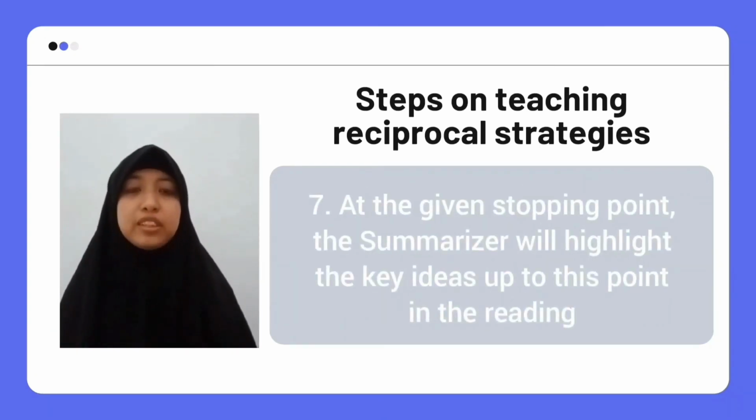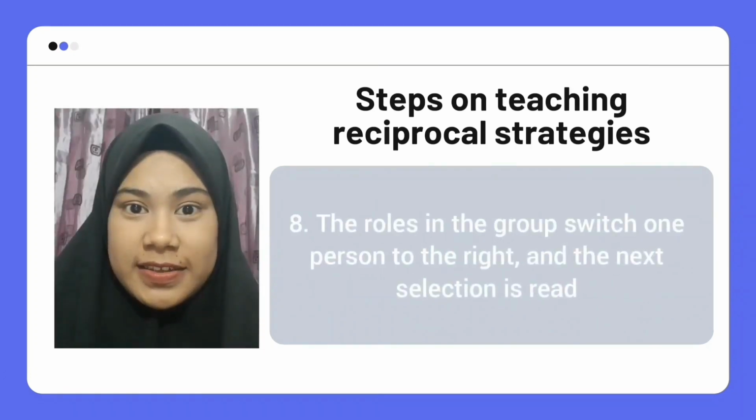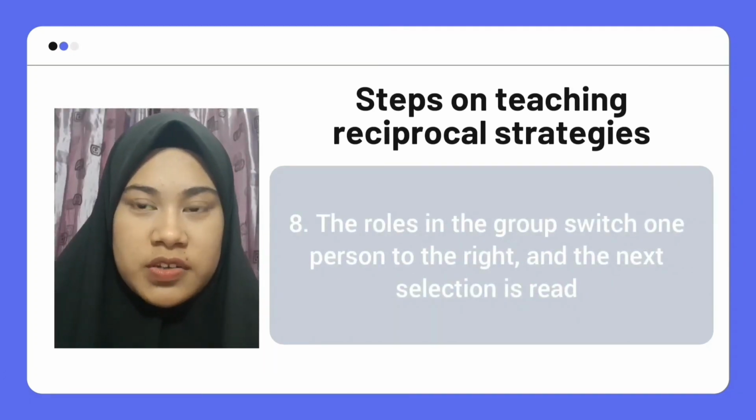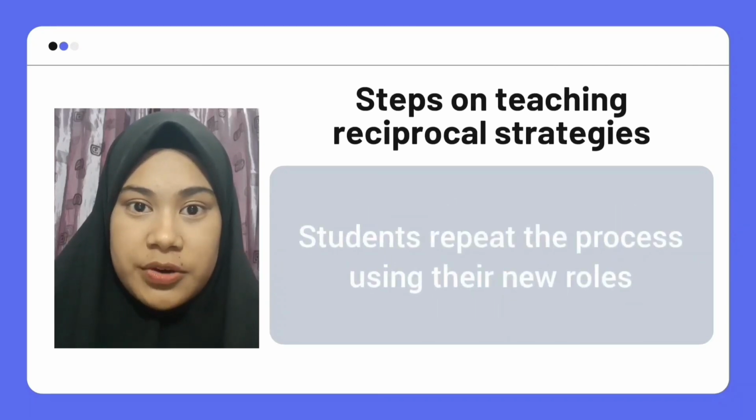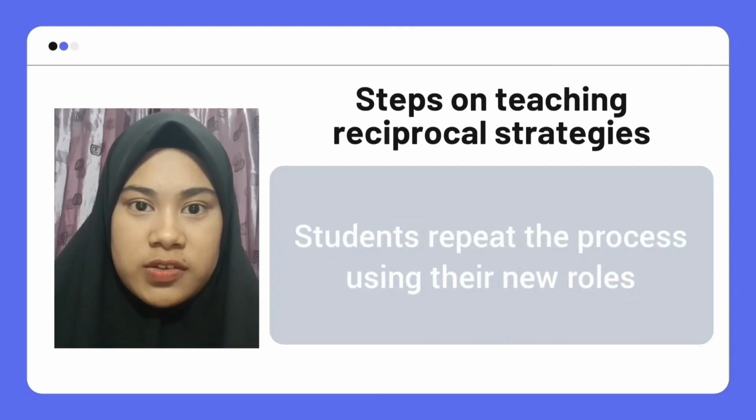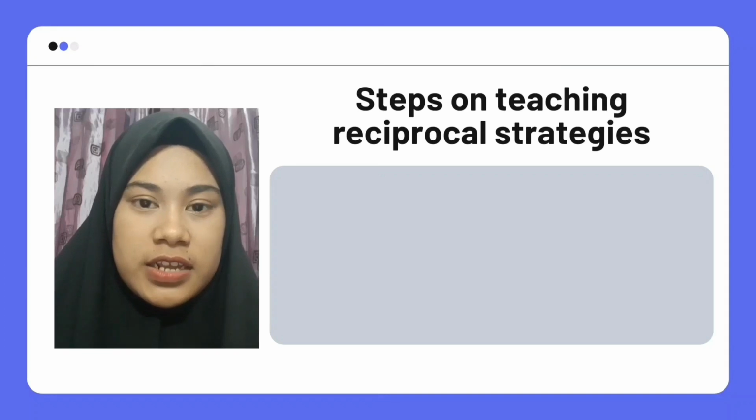At the given stopping point, the summarizer will highlight the key ideas up to this point in the reading. The eighth is, the roles in the group then switch one person to the right, and the next selection is read. Students repeat their process using their new roles. This continues until the selection is read.